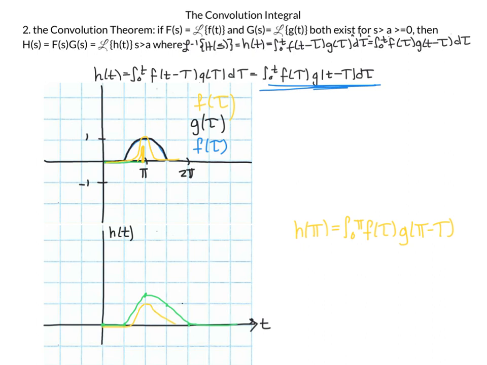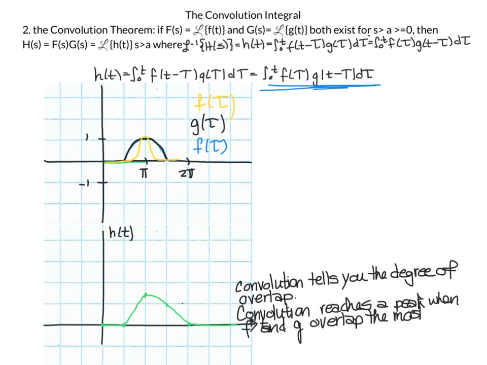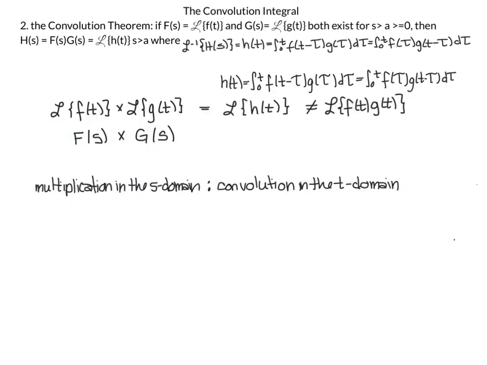And the idea is that since the graphs don't have as much overlap, they're different frequencies, we're going to have a smaller h, a smaller convolution. So one of the important points about convolution is it tells you the degree of overlap, and convolution reaches a peak when f and g overlap the most.